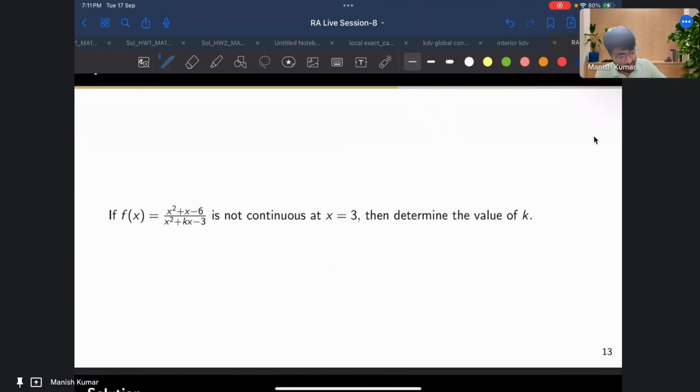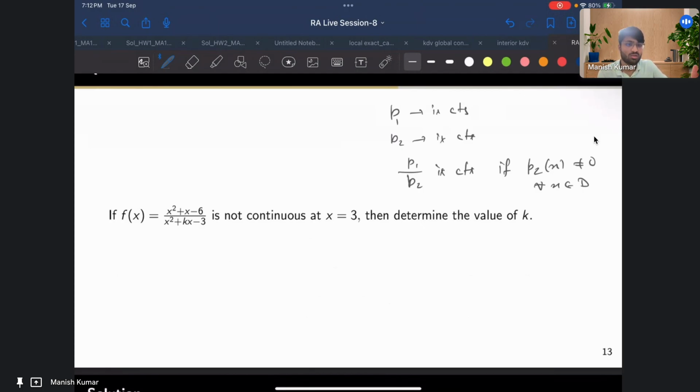Now let's say p is a polynomial, then I know p is continuous. Let's say p1 and p2 are two polynomials, both continuous. Then you can say that p1 by p2 is continuous if p2 of x is non-zero for all x belonging to the domain. When we are talking about polynomials, the domain is R, because a polynomial is defined on the whole R. So if p2 of x is non-zero for all x in R, then you can say that p1 by p2 is continuous. Right? This you must have seen.